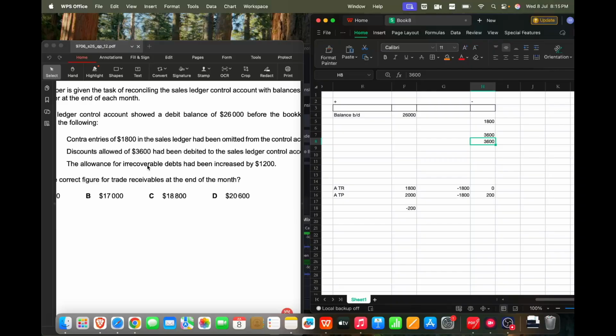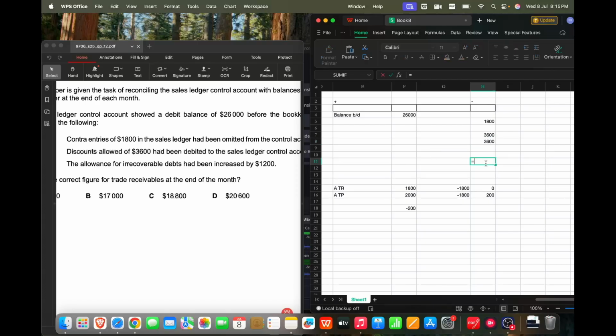Remember, the allowance for irrecoverable debt will not be recorded in the control account at all. This will be recorded when we prepare the statement of financial position to show how much my trade receivable balance is, okay, or the difference, which is last year's irrecoverable debt and this year's irrecoverable debt, will be recorded in the statement of profit and loss account but not in the control account.